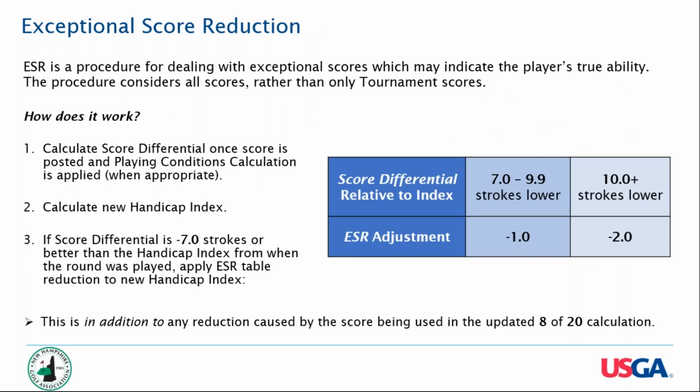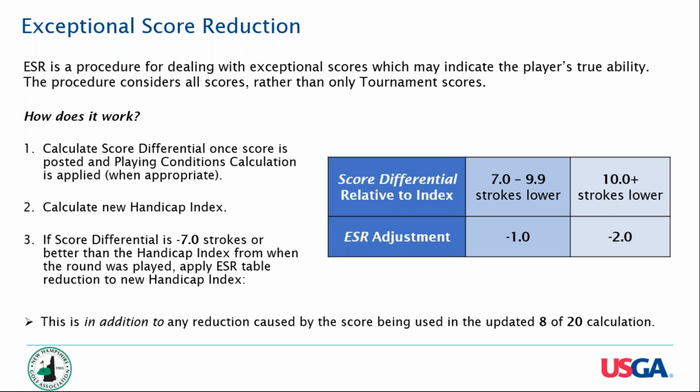Again, it is automatic. So something else that's automatic here is the exceptional score reduction. This is replacing 10-3 for tournament scores. The exceptional score reduction is a procedure for dealing with exceptional scores, which may indicate the player's true ability. The procedure considers all scores rather than tournament scores.